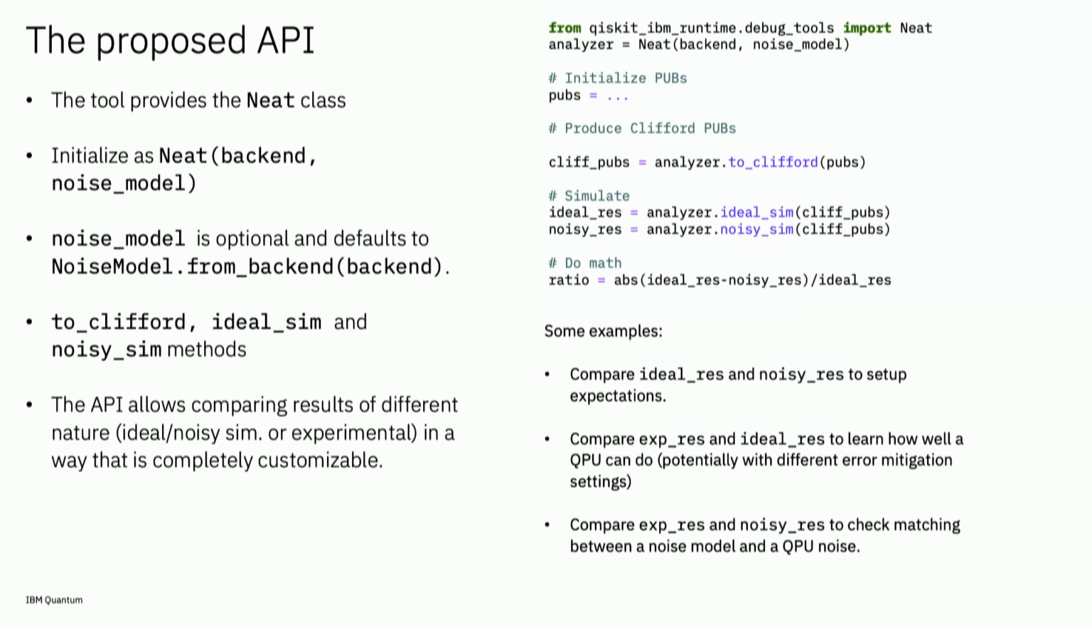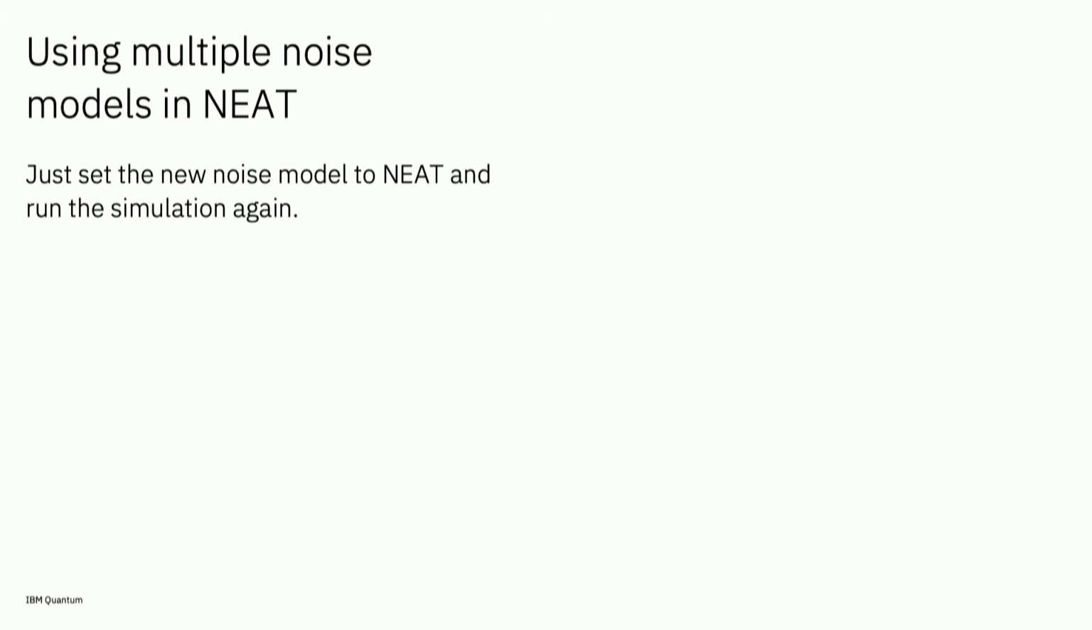You can even experiment with different settings for the error mitigation. And you can also compare experimental results and noisy results to do some noise model benchmarking. Another cool feature is that you can use NEAT to run noisy simulations and change the noise models that you use, and it's very easy to do so. You just set the new model that you want to try and run the noisy simulation again.